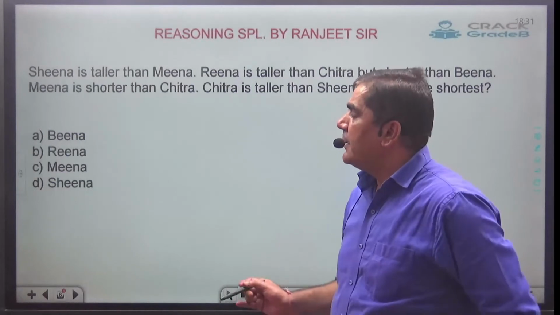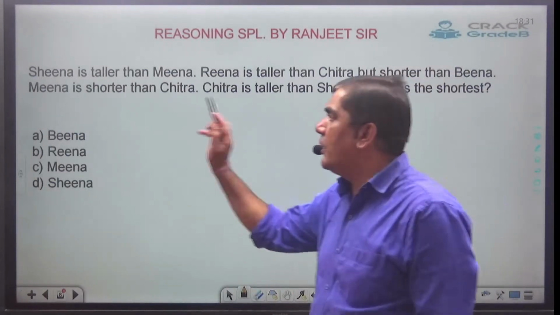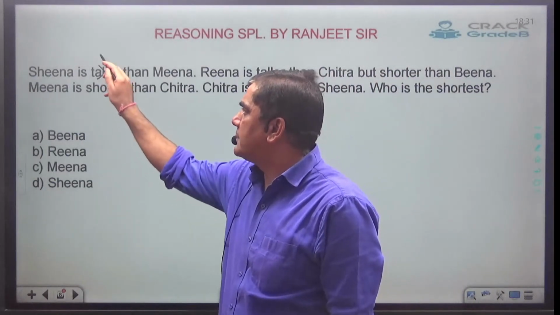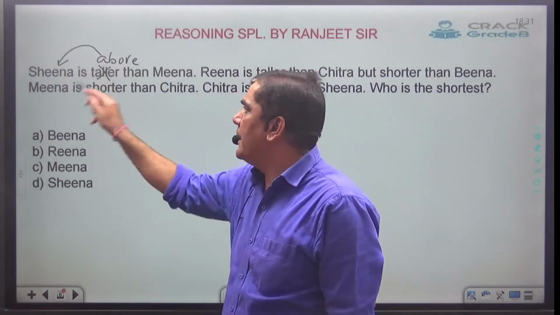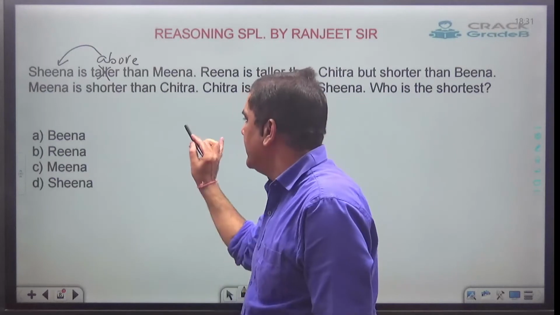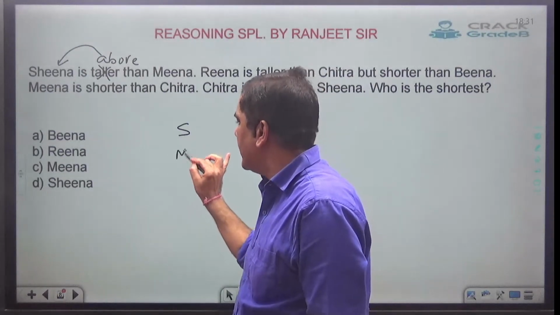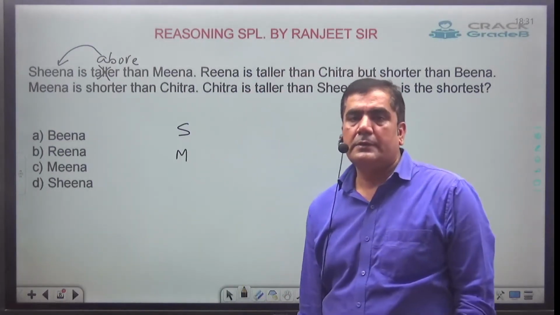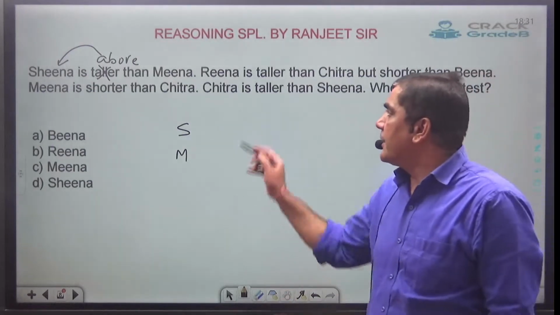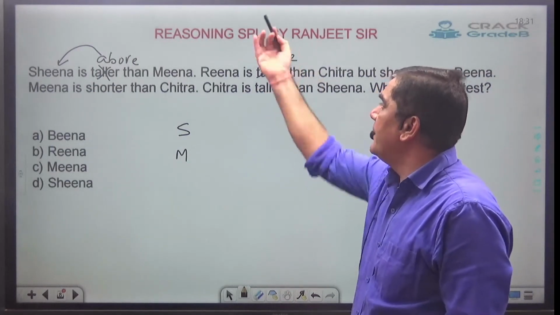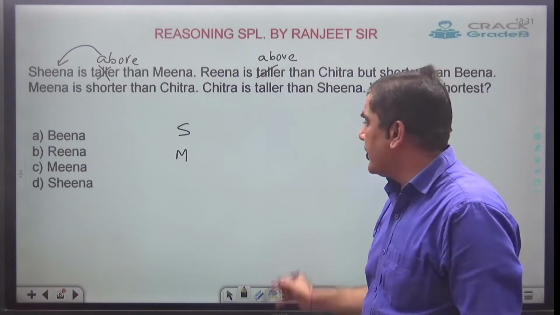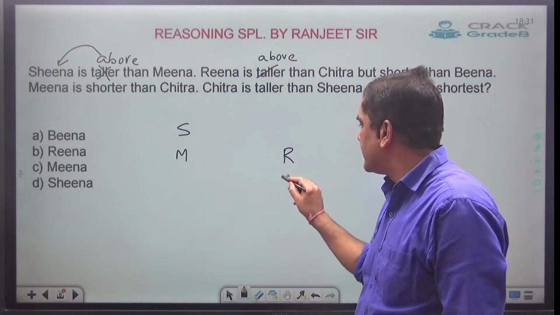Now, first one, it's saying Sheena is taller than Meena. Taller means what? Don't read taller. Read above. Who will be above? Sheena. Above whom? Meena. So I will say Sheena is above Meena. Clear? First statement done, and second. Reena is taller. Taller means above. So I will say Reena will be above Chitra.